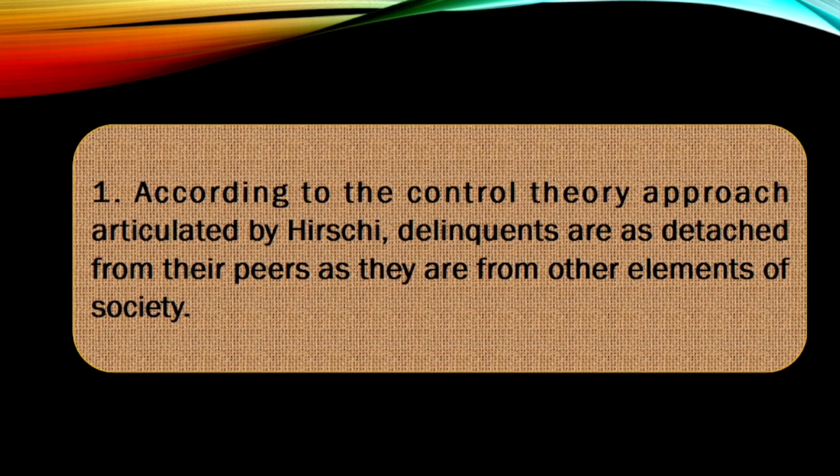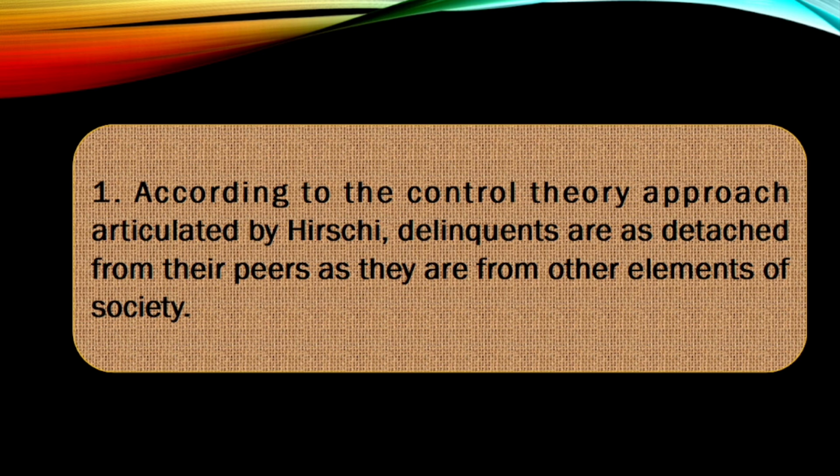Next is the structure of peer relations. So we have 5 structures of peer relation. Una na dyan, according to the control theory approach as articulated by Hirschi, delinquents are as detached from their peers as they are from other elements of society. So if you still remember yung ating social bond theory by Travis Hirschi, yung 4 elements in order for us to have social bond or mas ma-strong natin yung ties natin, it's because we have belief, involvement, attachment, and commitment. So, madami kasi sa atin ang may lack of self-confidence. But through peers, napupulfill nila ang mga gaps na nararamdaman nila.